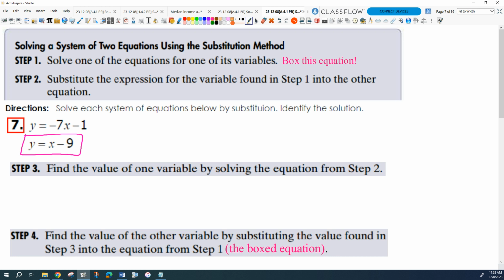Step two, I'm going to substitute into the other equation. So there it is. Okay. Step two, we're going to plug the bottom y value into the top equation. So what's that give us? Well, what used to be a y has now been replaced by what? X minus 9. Exactly. Okay. And what used to be y that we replaced with x minus 9 is equal to -7x minus 1. Okay, so we made our substitution.